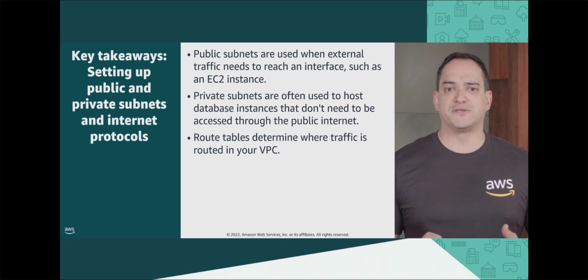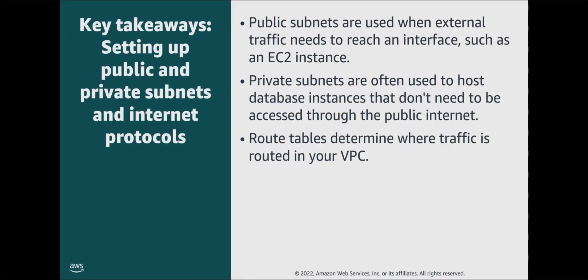Here are the key takeaways for this section of the module. Public subnets are used when external traffic needs to reach an interface, such as an EC2 instance. Private subnets are often used to host database instances that don't need to be accessed through the public internet. And route tables determine where traffic is routed in your VPC.